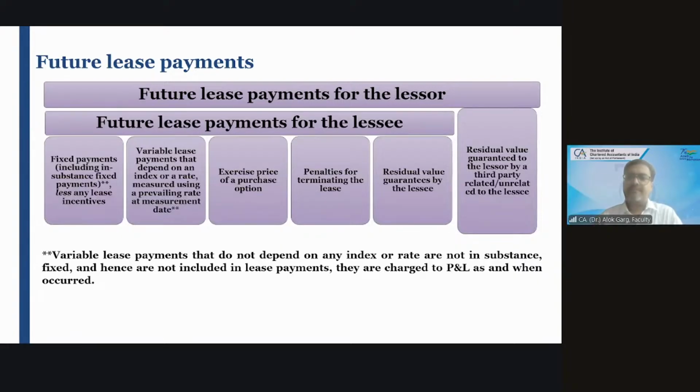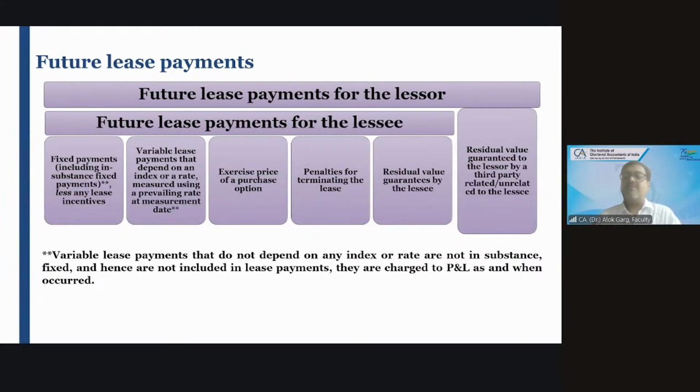Fixed payment. For example, Sanjay has taken a building on a lease basis for 5 years. Every year, Sanjay has to pay a lease rent of 1 lakh rupee per annum. So what is my fixed payment? What is my fixed rent? 1 lakh. 1 lakh is the fixed rent.